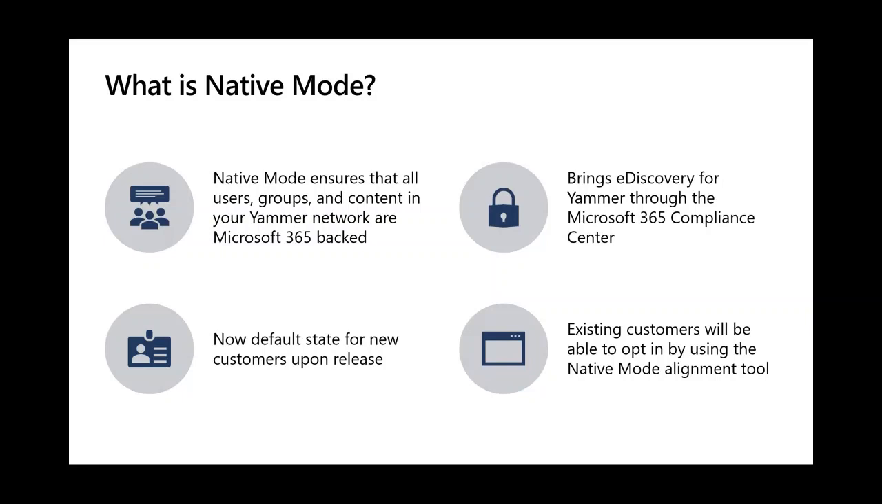So any customer whose network for Yammer has been provisioned since January 9th of this year is already in native mode, and you're not going to need to take any extra action if you fit into that bucket. For our existing customers who are excited to get their networks into native mode so they can start using these exciting features, we are currently in the process of rolling out the native mode alignment tool, which is going to allow you to reconfigure your network's backend so that it aligns to native mode and has access to all these features as well. Next slide.